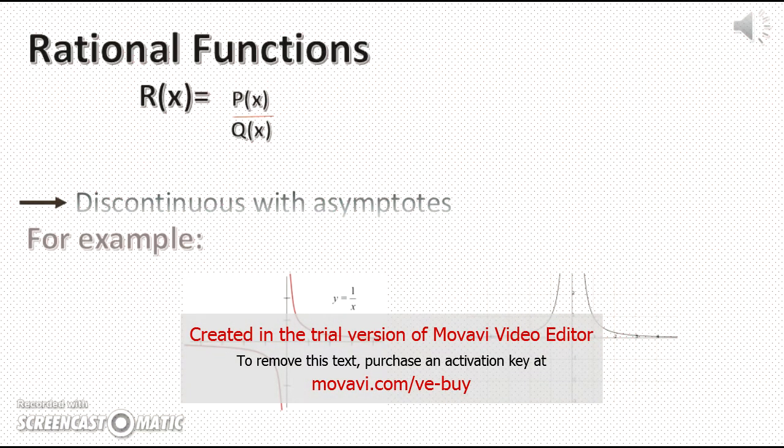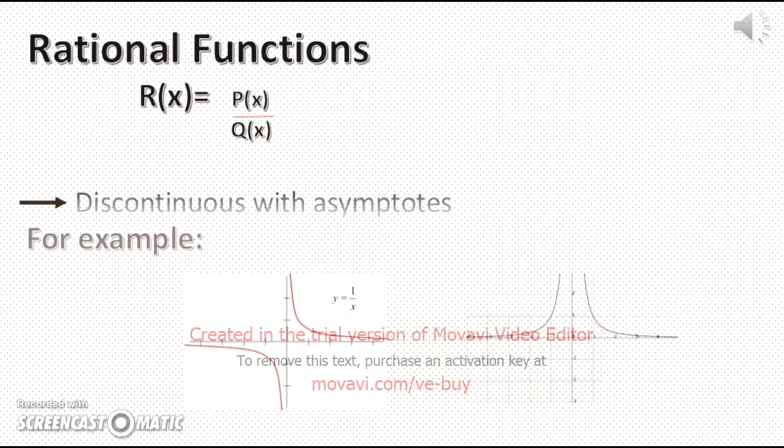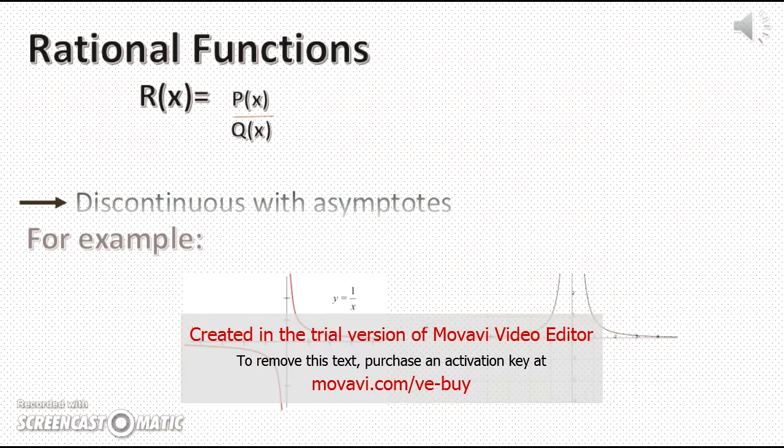Rational functions. What is the formula of rational functions? The formula of a rational function is p(x) over q(x). A rational function is discontinuous, with asymptotes. You can see from the screen, the examples are given. From the graph, the two lines are not connected with each other.